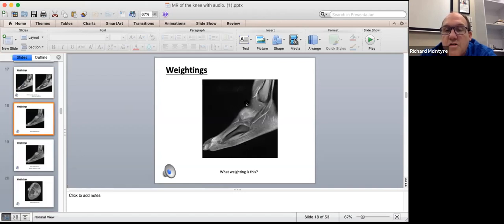And now, of course, we've got T1 fat sat. We know that's not T2 because, in fact, I'll prove it. There you go. We know that's not T2 because the fluid in that cyst is dark.